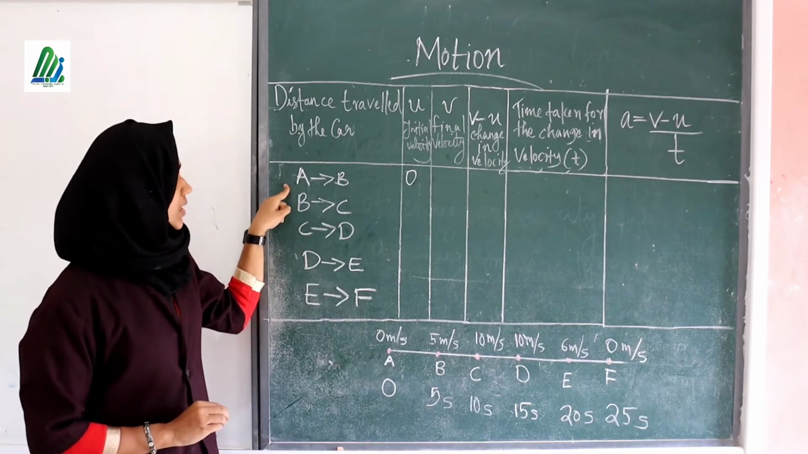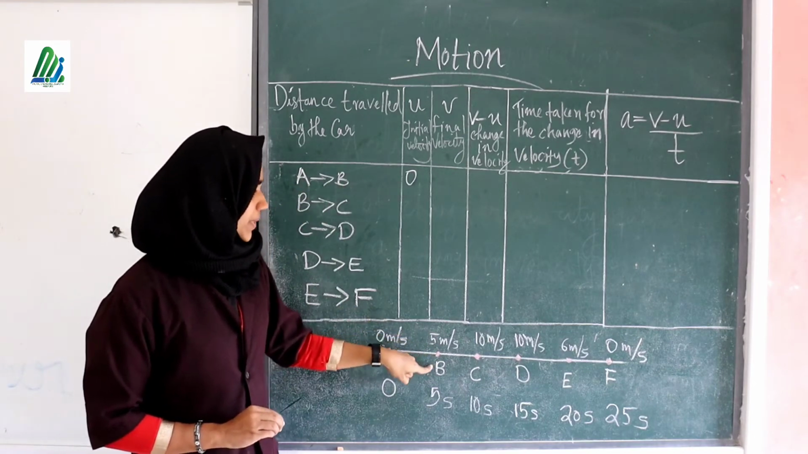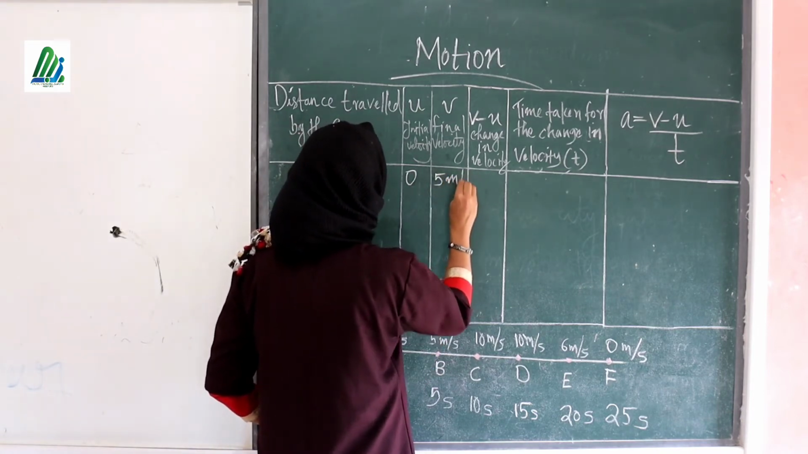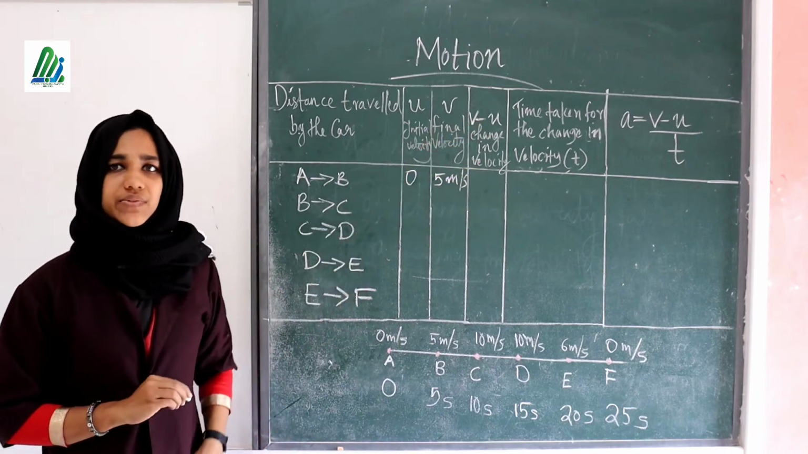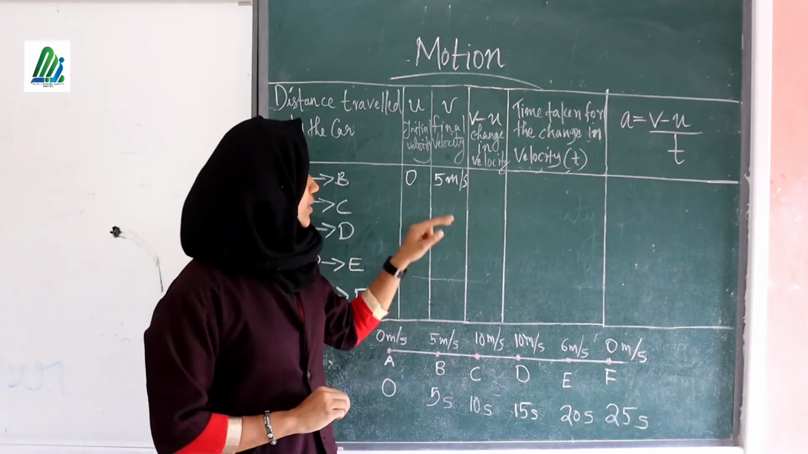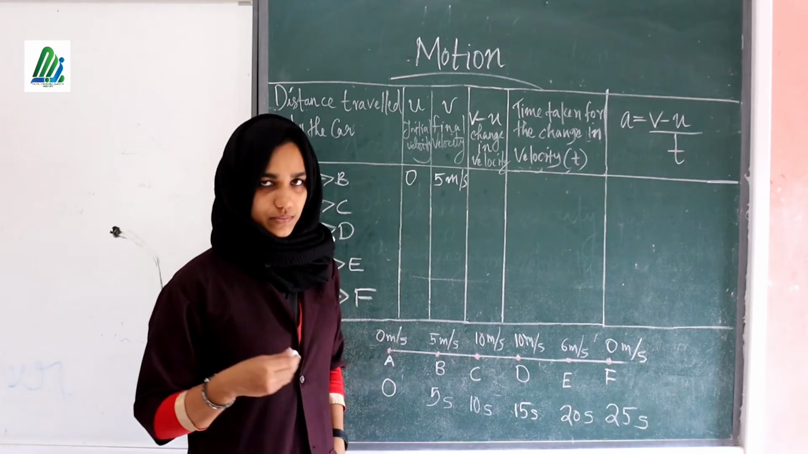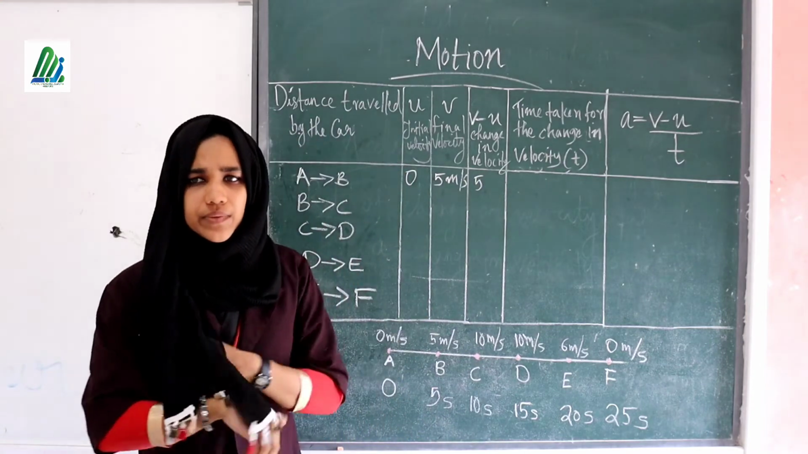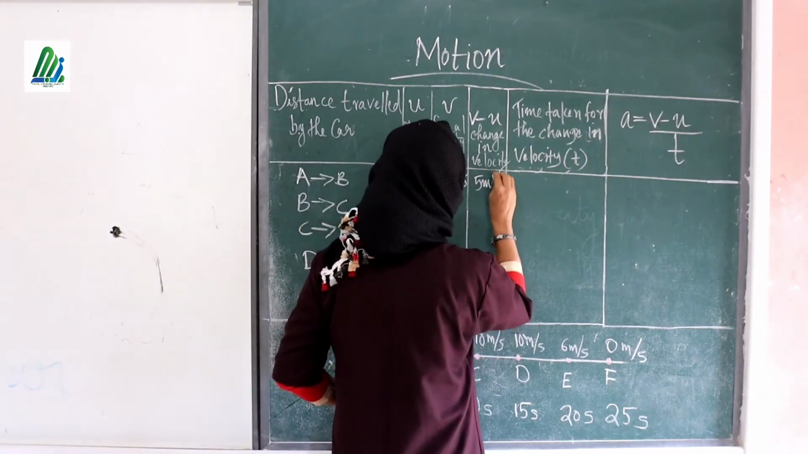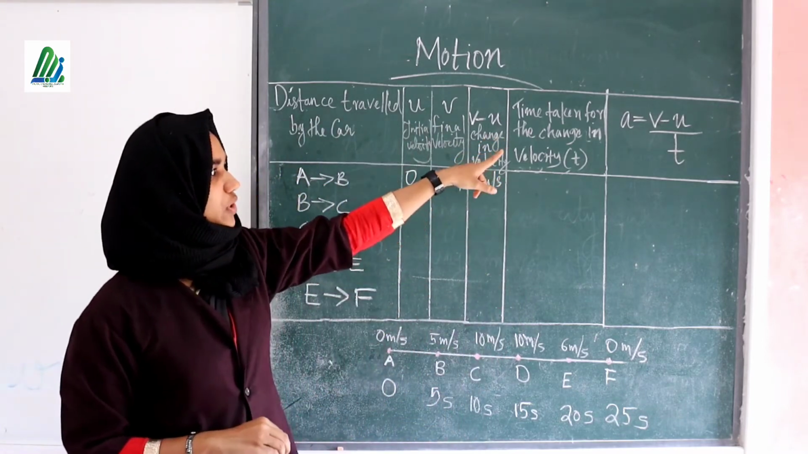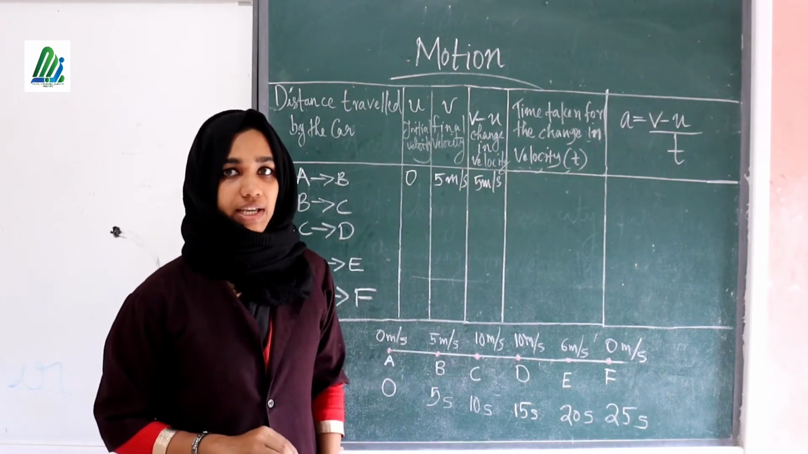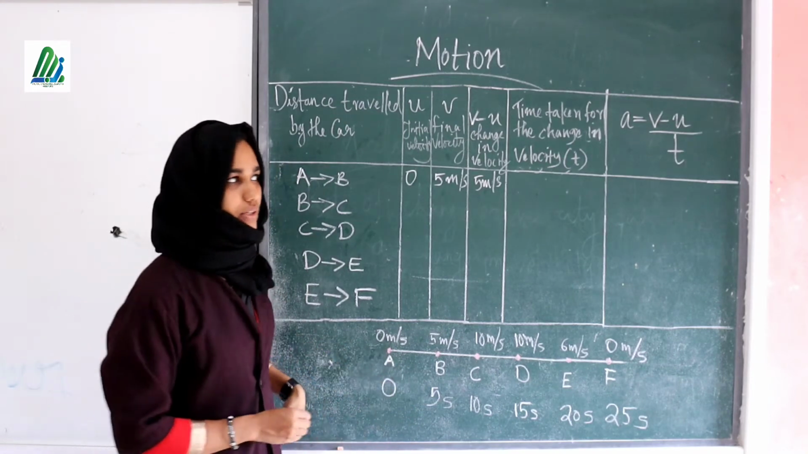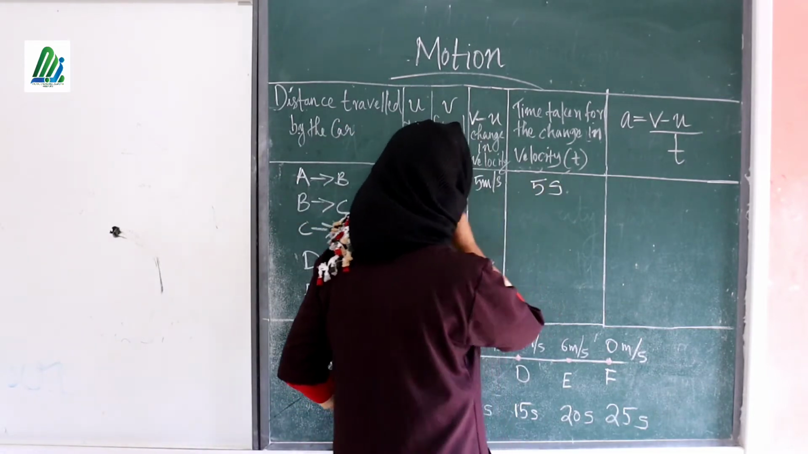From A to B, the final velocity at B is 5 meter per second. Then the change in velocity means v minus u. This is 5 minus 0, that is 5 meter per second. Then the time taken for changing velocity, t. How much is the time taken? From A to B, the time taken is 5 seconds.